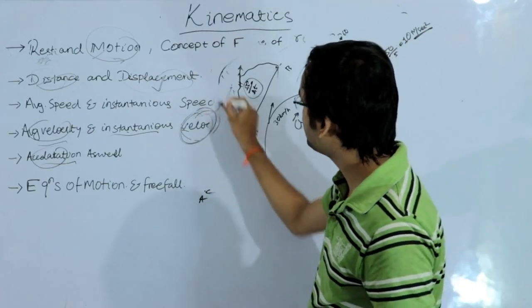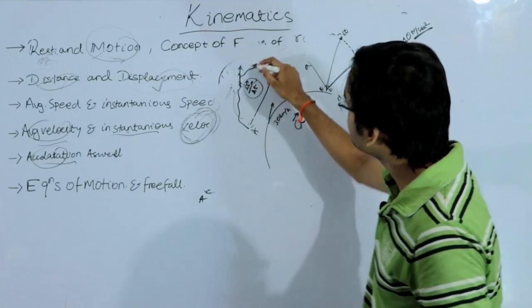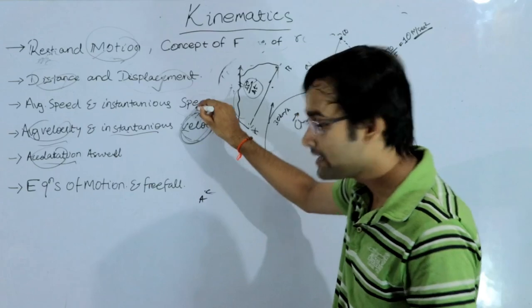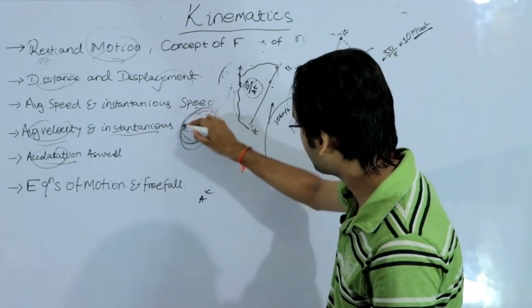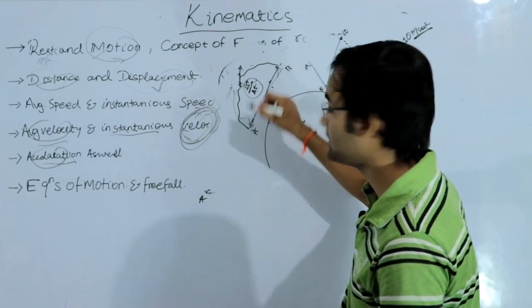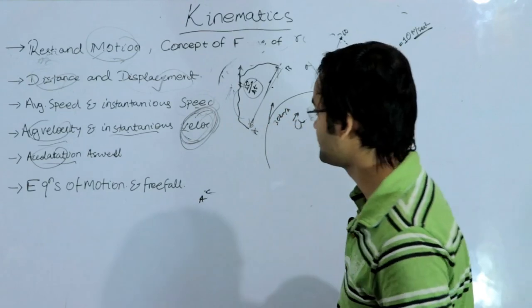And one more thing is speed and velocity, exactly the same. If you are interested in the distance, then dividing with respect to time gives you speed. And if you are interested in the velocity, you have to go with the displacement, then dividing the displacement by time gives you the velocity term.